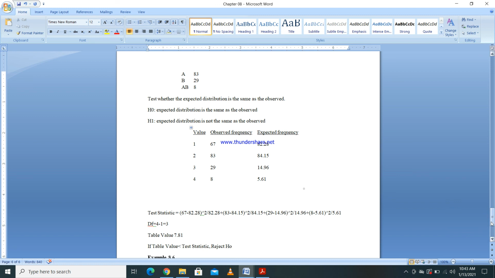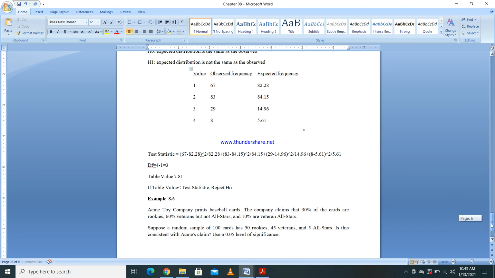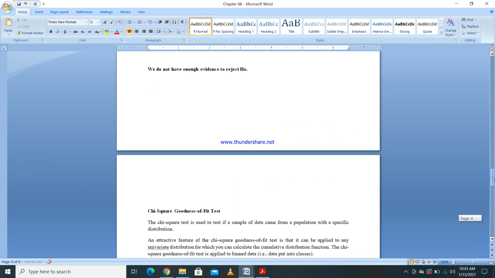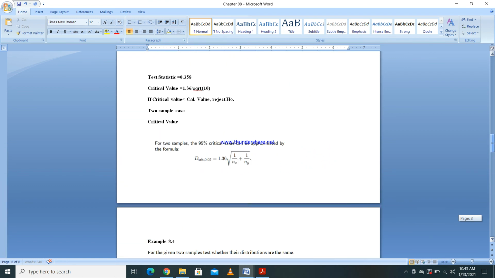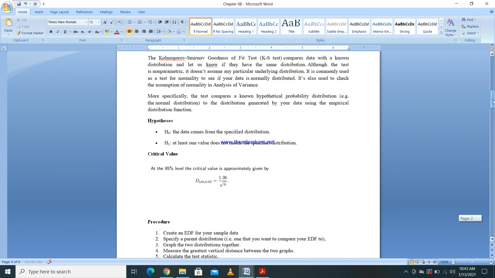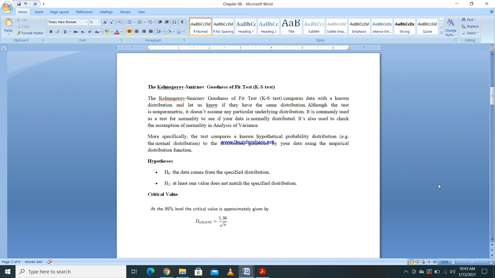So likewise, you can use the chi-square goodness of fit test. There are more examples that you can try at home. So I hope you understand how to use these testing procedures by calculating the empirical distribution function. So thank you so much.